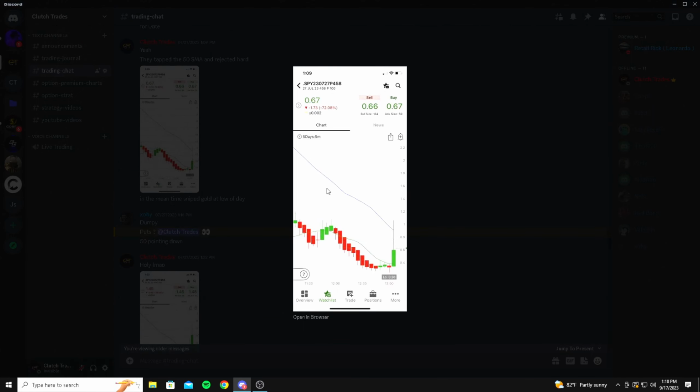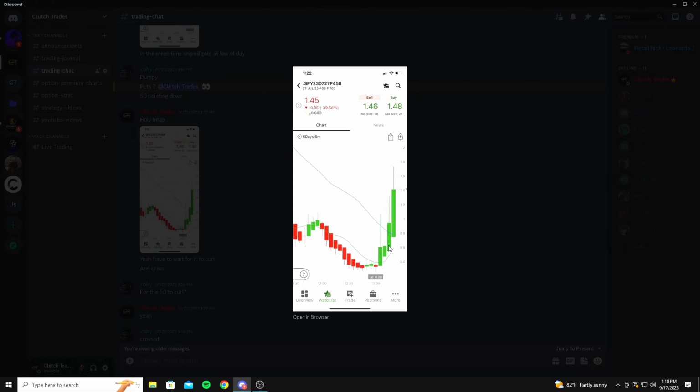And another case right here, the 0DT puts. The 50 SMA is pointing down super hard. This thing's going straight down. So you could long that area right there if the market allows, and then you would have got a nice little move from that 50 SMA, and then you could target the 10 SMA as a target. And then look, we're curling up super hard. I'm not sure if these crossed or not, but we'll have to see.